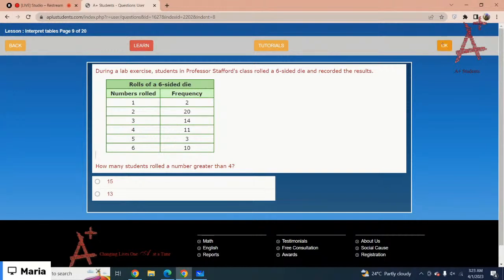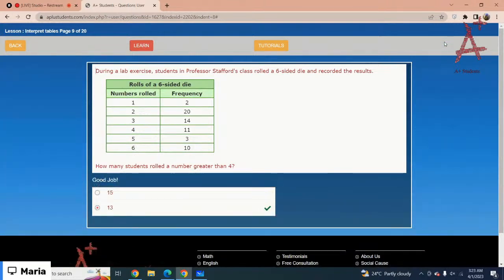For greater than 4, you have 5 and 6. So 5 has frequency 3 and 6 has frequency 10. So 10 plus 3 is, yes, that would be 13. Got it? So the correct option is 13. Just select the correct option and click on the OK button.